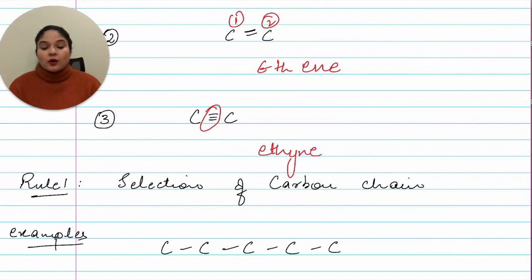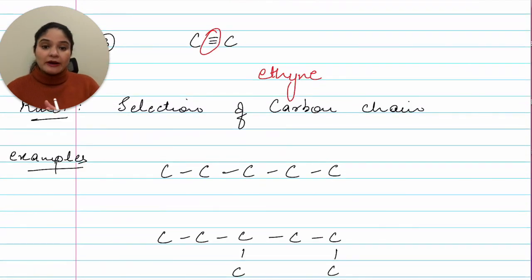Now let's look at the first rule of IUPAC naming. That is selection of a carbon chain. You are supposed to look for the longest carbon chain in whatever compound is given to you. Let's look at the first one.